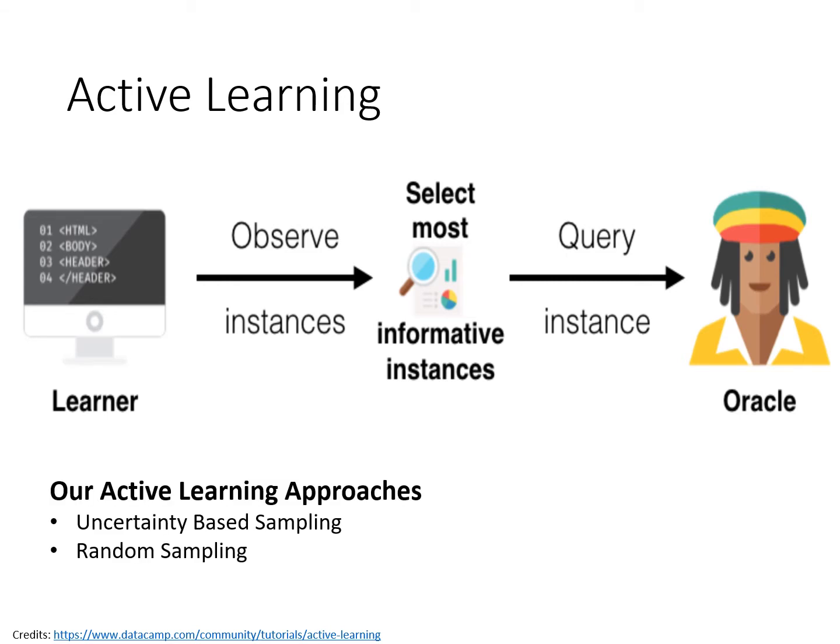In our approach, we use two methods, uncertainty-based sampling and random sampling. For the uncertainty-based sampling, we ask our oracle to give us labels for the examples that our training algorithm is most uncertain about. And we also do random sampling, in which we randomly choose a few of the samples and ask for labels for those samples.